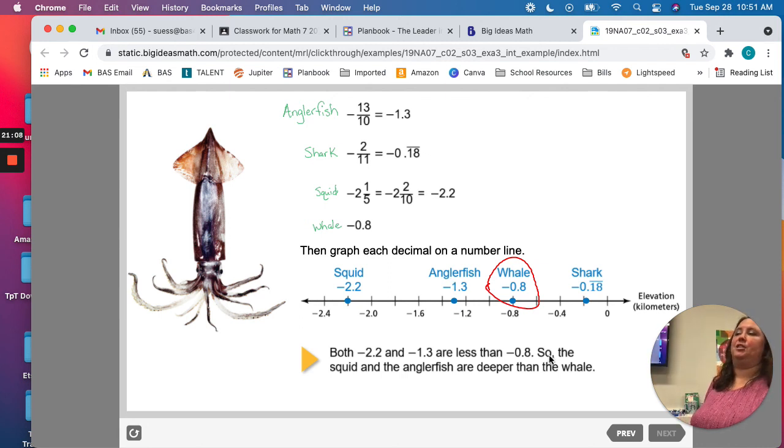All right, any questions? Do you have to graph it on a number line? That's a great question. No. If you can look at the decimals and know which ones are larger than negative 0.8, that are more negative, then you can just write it down. If you need the visual, or if it specifically tells you in the question to graph it, that's when you have to do it. Follow your heart.